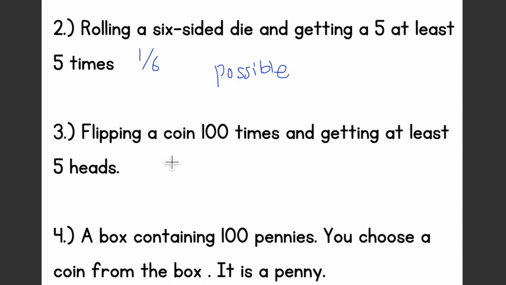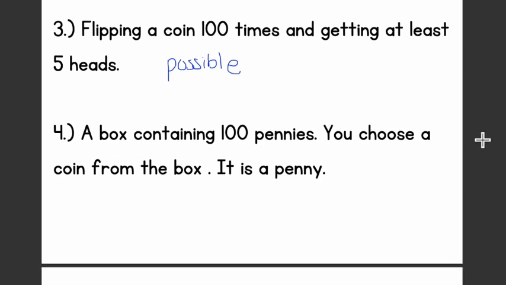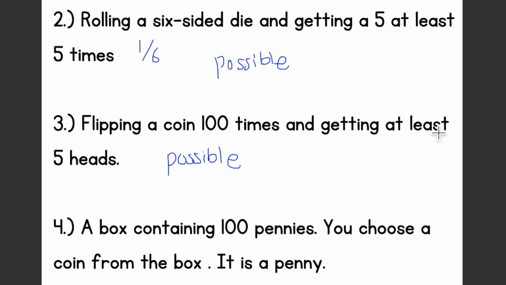And that's definitely possible, but it's not certain, because there's always a slim, very small chance for us not to get at least 5 heads. It's a very small chance, but there's still a possibility. That's why it is just possible, not certain. Certain would be 100% sure.